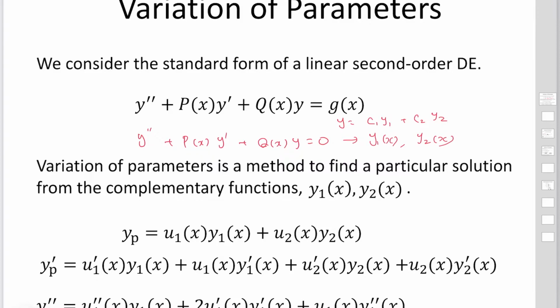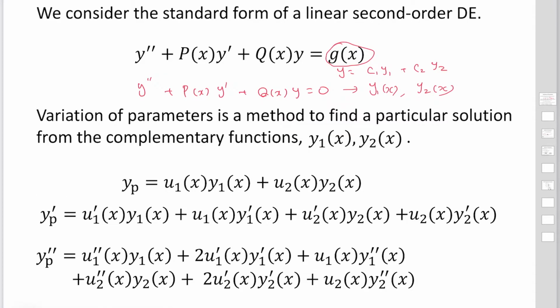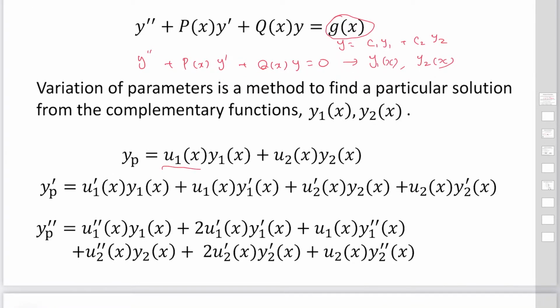To find the particular solution, we should consider g(x) on the right-hand side of the equation. So instead of the constant parameters c sub 1 and c sub 2, you could consider the variation of the parameters. u sub 1 and u sub 2 are functions of x. As a trial function, the particular solution y sub p is expressed as u sub 1 y sub 1 plus u sub 2 y sub 2.